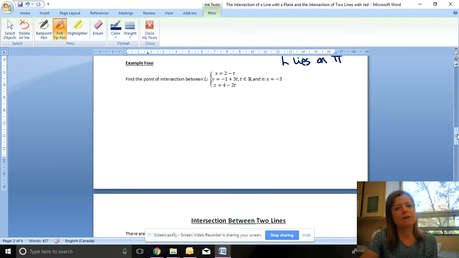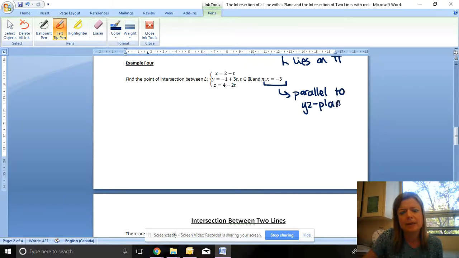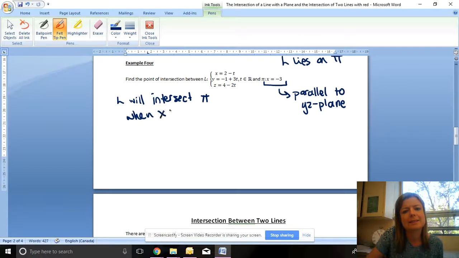Last one, find the point of intersection between this line and this plane. This is just to show, if you have a basic plane like this, how do you do it? Think about it, it is parallel to the YZ plane, and x is always -3. So the line will intersect the plane when x is equal to -3. That has to be what x is for these to intersect.